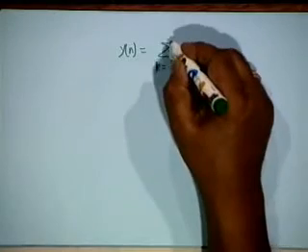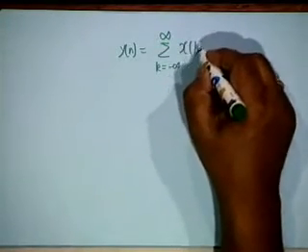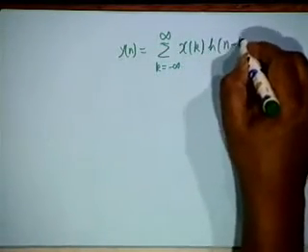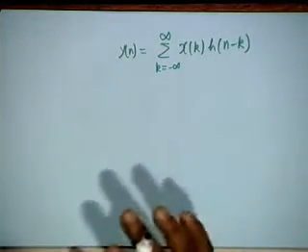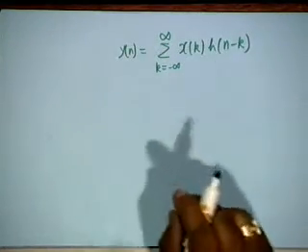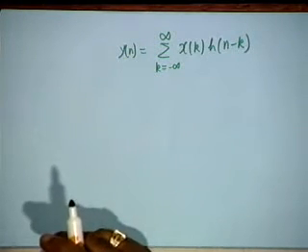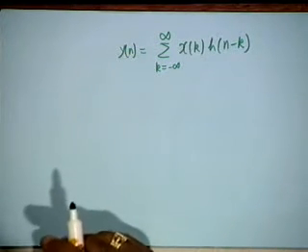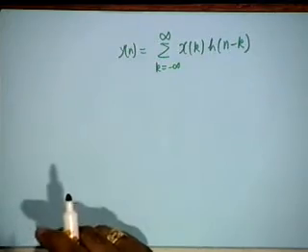Now, this summation y of n equal to summation k equal to minus infinity to plus infinity x of k h of n minus k obviously is a very simple operation, but in computing the convolution one has to be careful. If you want to do it step by step, I shall give you a trick later, but if you want to do it step by step, then you have to first find out what is x of k.